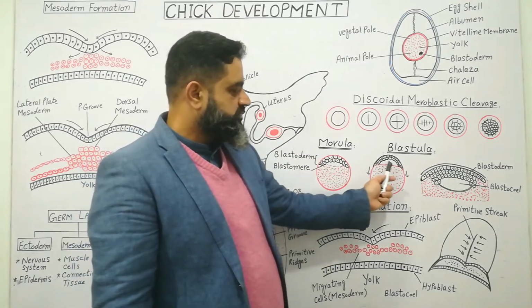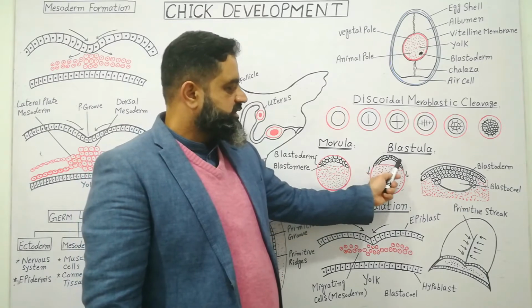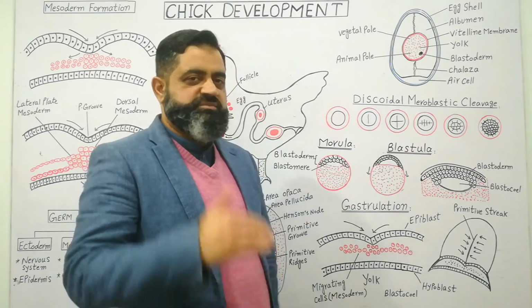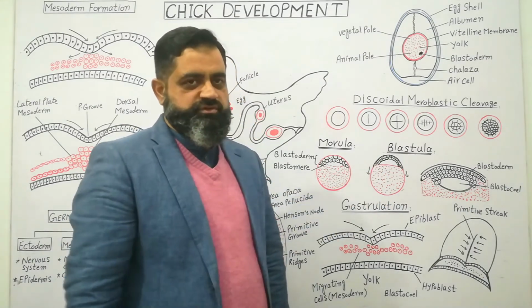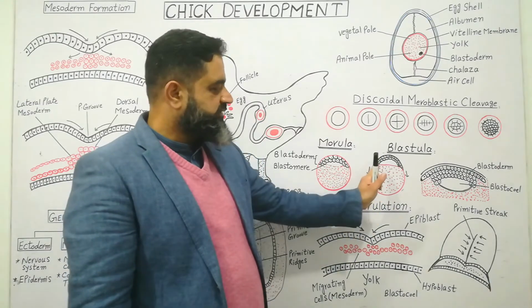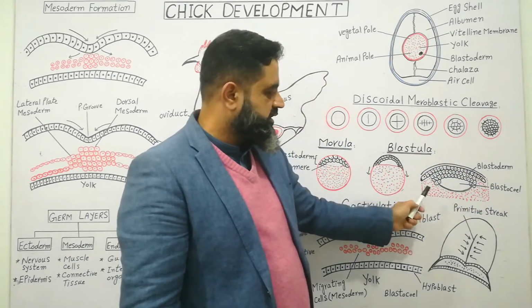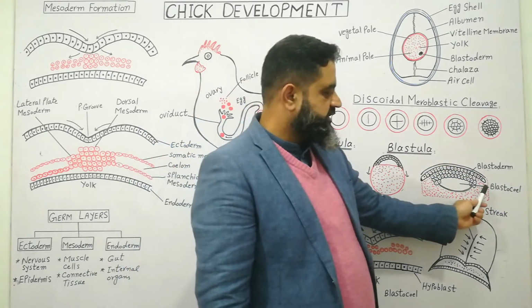So this is the yolk underneath in the red color, and on the top there is this disc of cells which has been raised above the surface of the yolk. Now this stage is known as blastula. I have taken a cross section of the blastula to understand it more easily right over here. So this portion is known as the egg yolk.